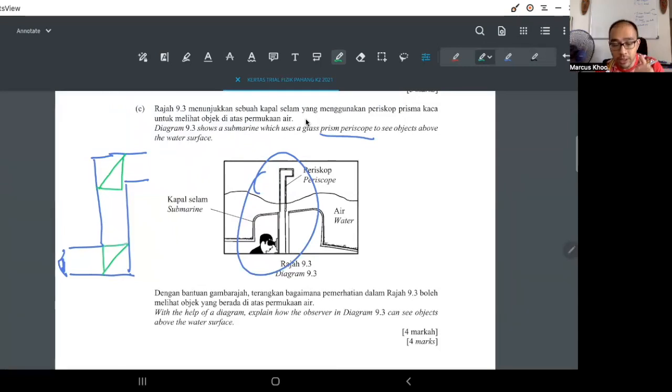The triangle shape is different because the light has to enter the prism first and then reflect again. Likewise here, and then reflect again. So this is where the arrows are.